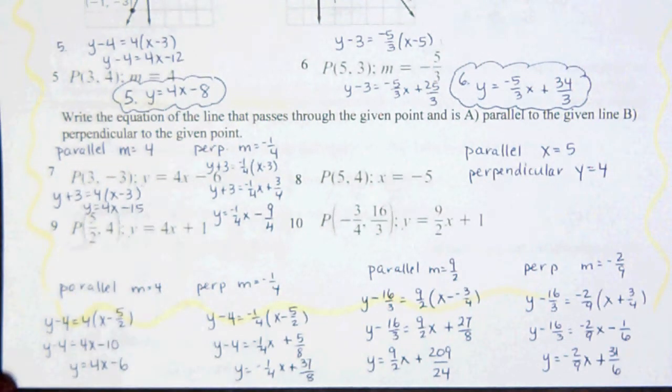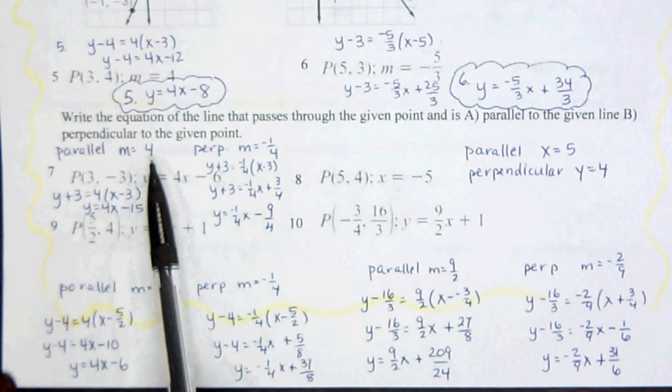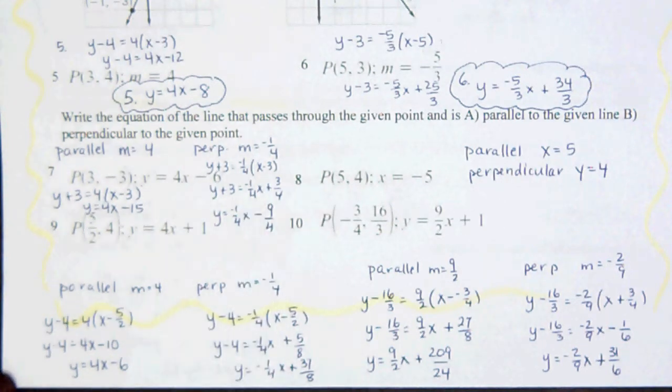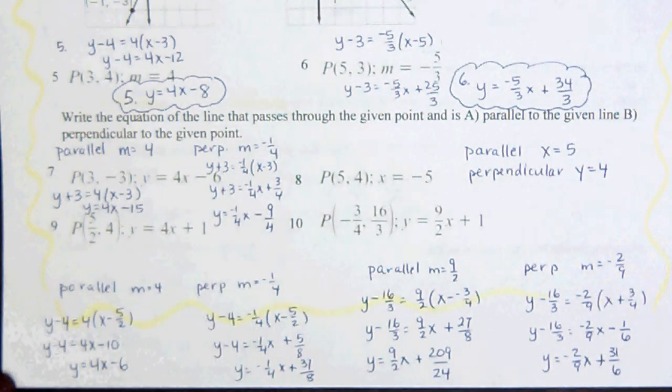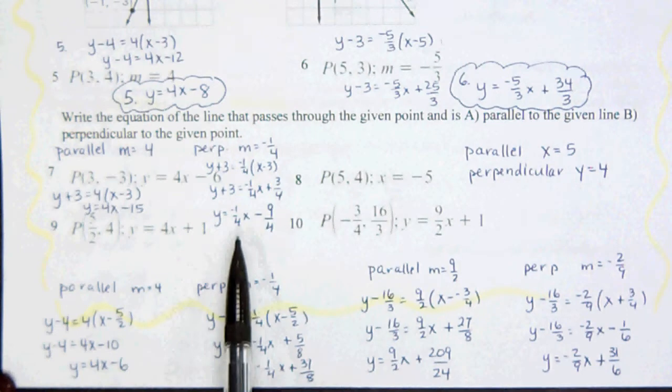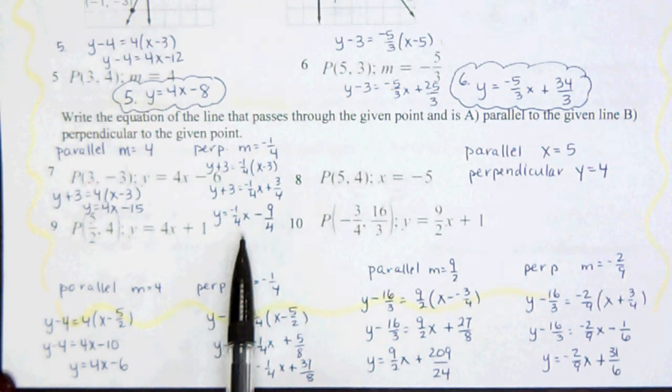I'm very confident that these lines are parallel because they both have a slope of 4 and they have a different y-intercept. For the perpendicular line, I don't have to start over. If the original line has a slope of 4, my perpendicular slope is the opposite reciprocal, negative 1/4. Again, I'm going to plug in my point, y minus y1, slope times x minus x1, do a little distributive property, do a little addition property of equality, and I get my perpendicular line.